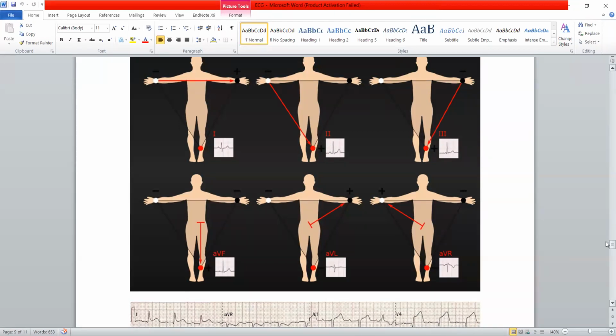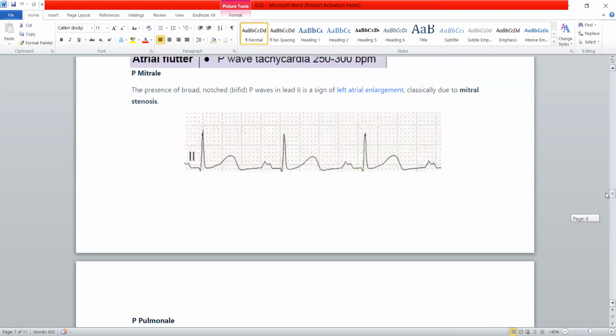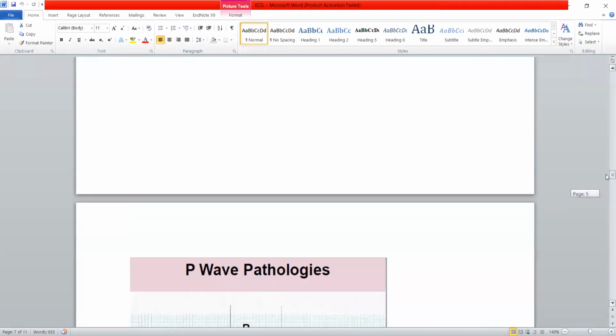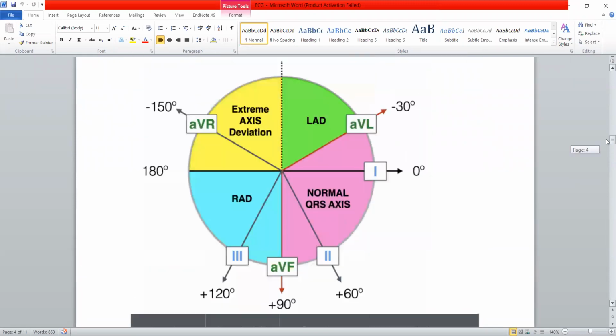Any more questions? No questions? So the third thing that we need to assess on an ECG: the first thing was rate, the second was rhythm, and the third one is axis.